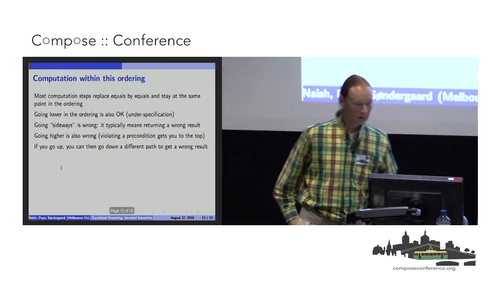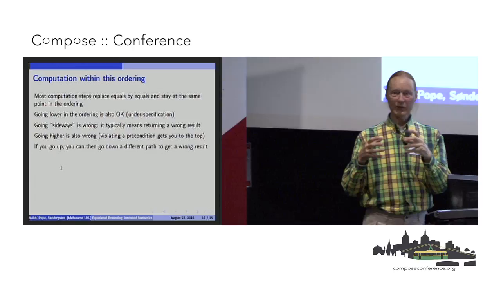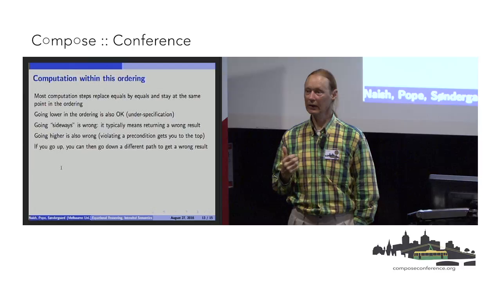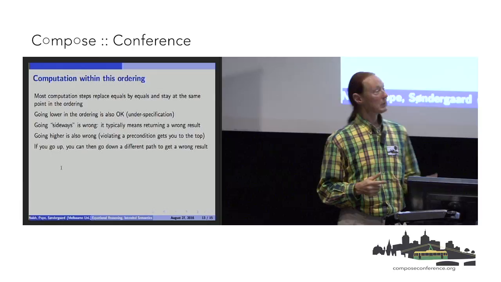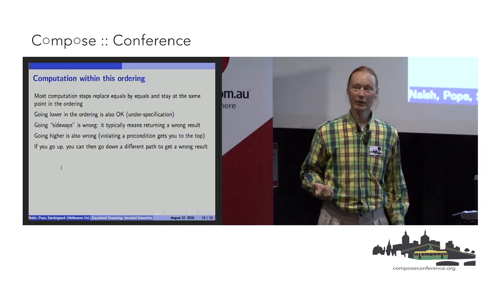And quickly, when you do computing within this ordering, so you've got some expression and you're rewriting it, that's our view of computation, mostly we stay at the same point in that ordering. We replace equals by equals, so we stay at the same point. Sometimes we go lower in the ordering, and that's okay. You get that with underspecification. If you go sideways, so you might have something which we intend to be maybe true, and then it goes sideways and becomes maybe false, then that's returning a wrong answer. So that's wrong. You can't go sideways in the ordering. Also, you can't go up.